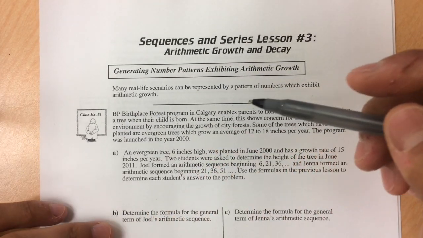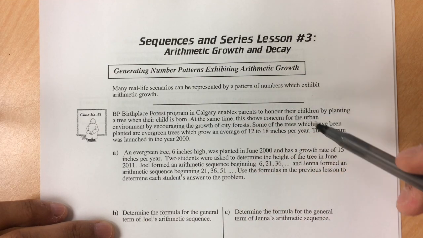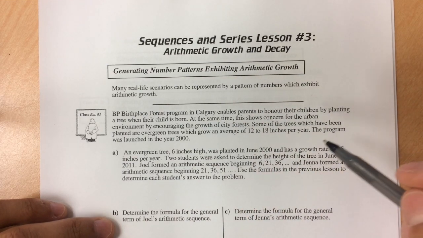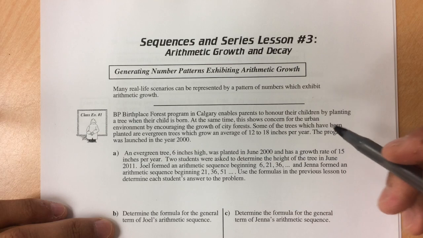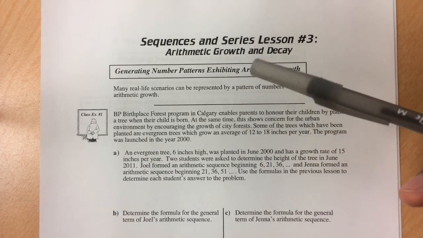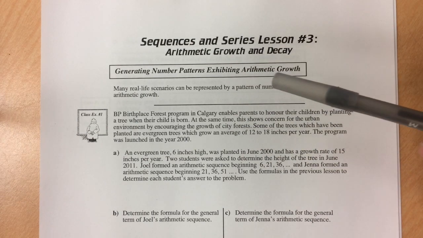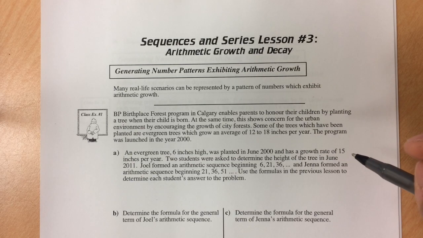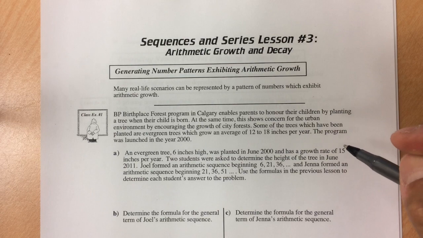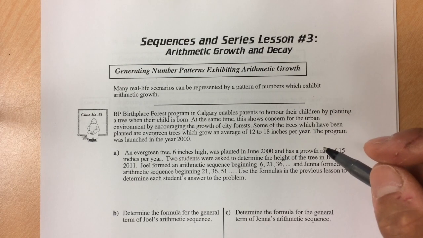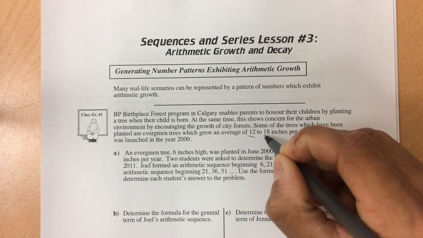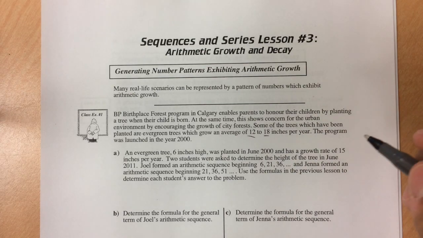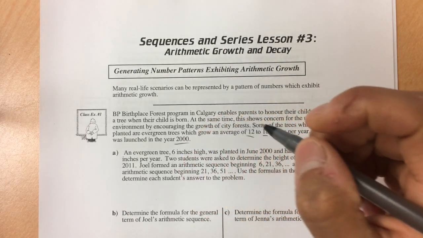The BP Birthplace Forest Program in Calgary enables parents to honor their children by planting a tree when their child is born. At the same time, this shows concern for the urban environment by encouraging the growth of city forests. Some of the trees which have been planted are evergreen trees, which grow an average of 12 to 18 inches per year, and the program was launched in the year 2000.